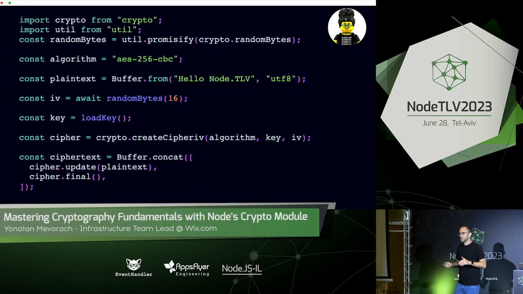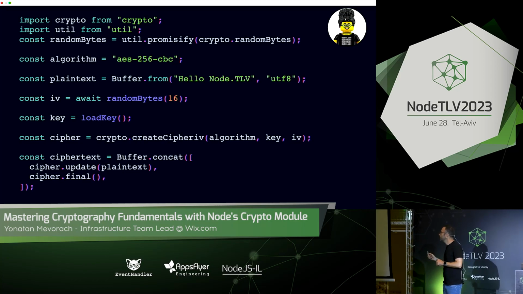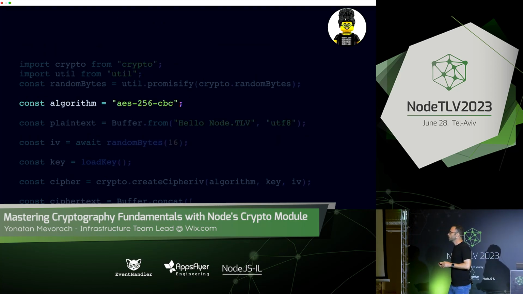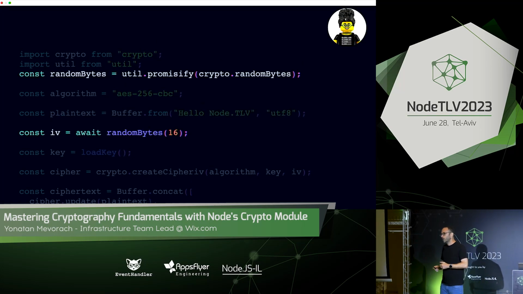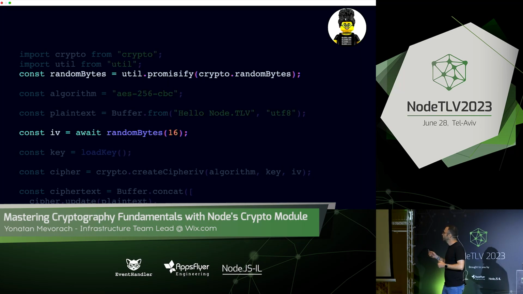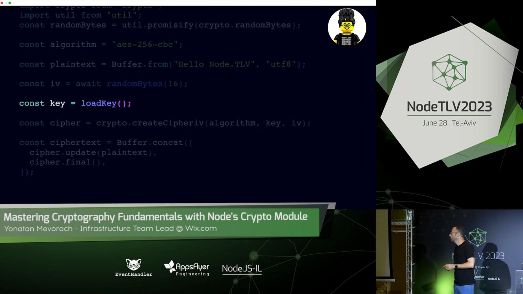Let's see how we actually do this encryption with Node.js. So this is Eve's code. First, as we mentioned, we need to decide on an algorithm, which we already did. We take the plain text message, which we convert from a string to a buffer, because we don't work with strings with the crypto module. In order to generate a random IV, we can use the randomBytes function, which is also available on the crypto module. Eve loads her key into memory. We'll talk about what the key is exactly in a minute.